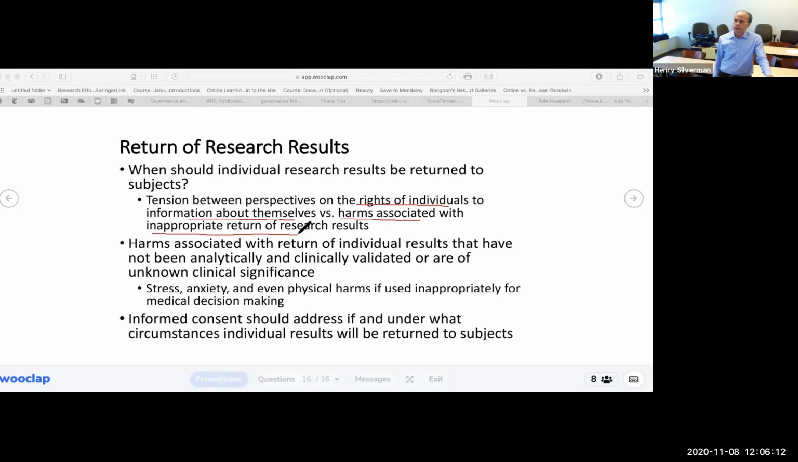Yeah. Okay. But I mean, some of the results may cause some anxiety or may cause unnecessary further medical care or unnecessary testing, for example. It might not be cost effective.